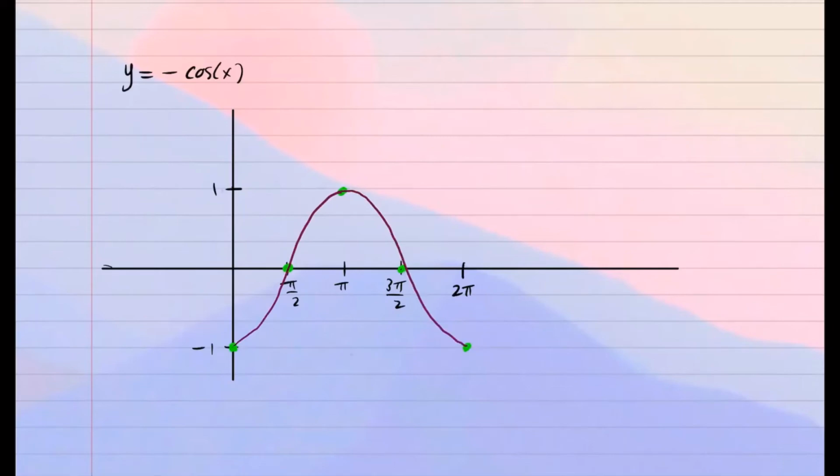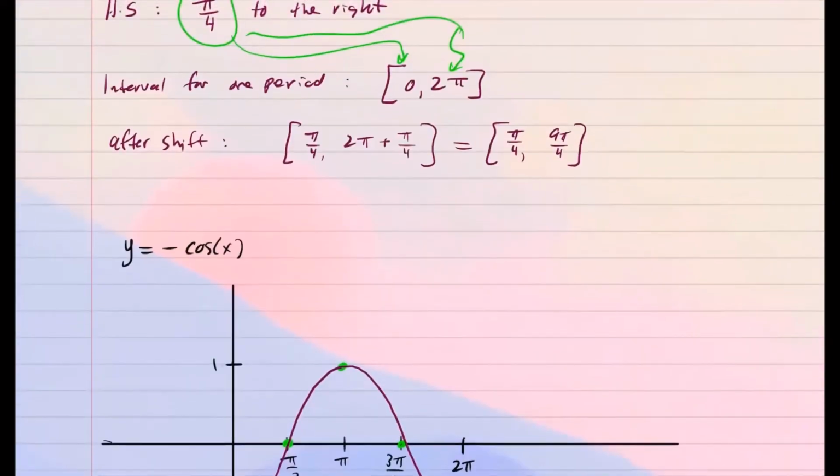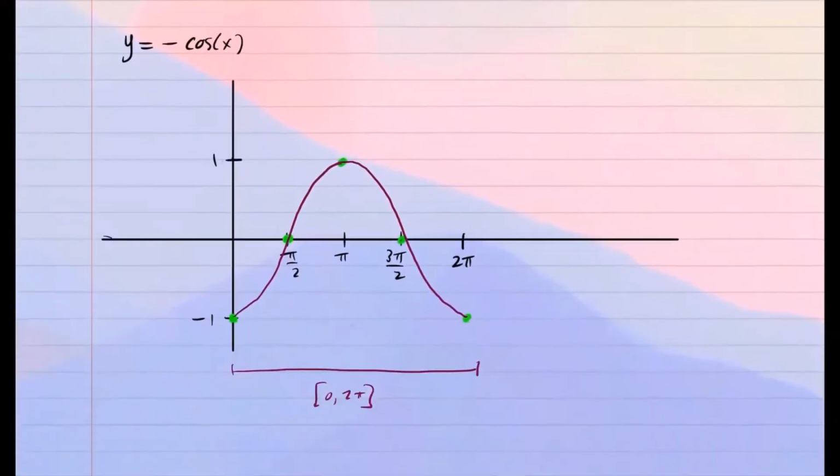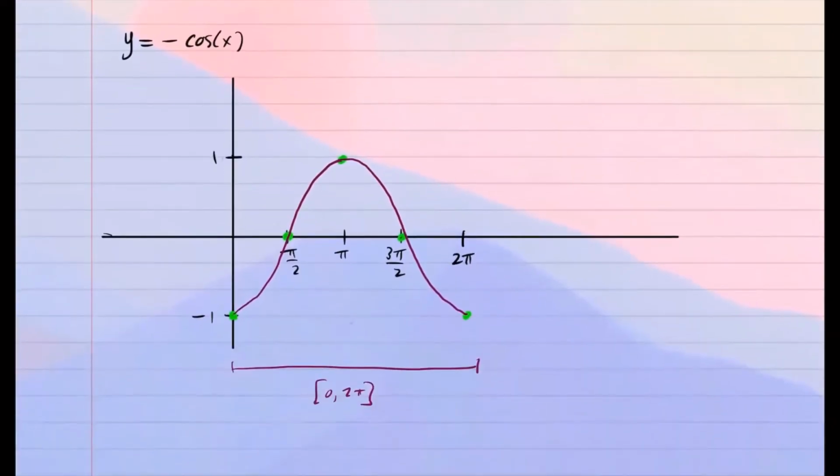Now you see how you have one period from 0 to 2 pi. That's the interval. And now we're going to shift this pi over 4 units to the right. So the new interval for the shift is going to be pi over 4 to 9 pi over 4. So we need to find the new x coordinates. So you're shifting all of these x coordinates, this one, this one, this one, this one, and this one, all of them pi over 4 units to the right. So what we're going to do is find the new x coordinates.